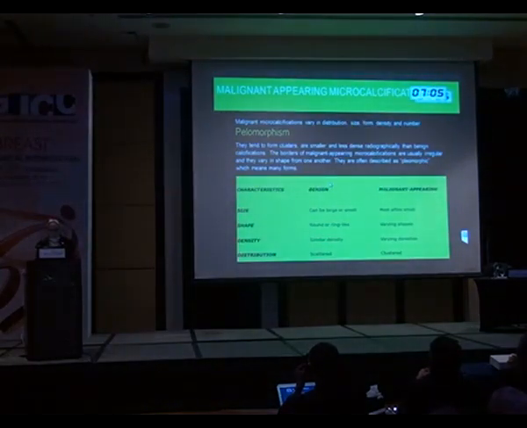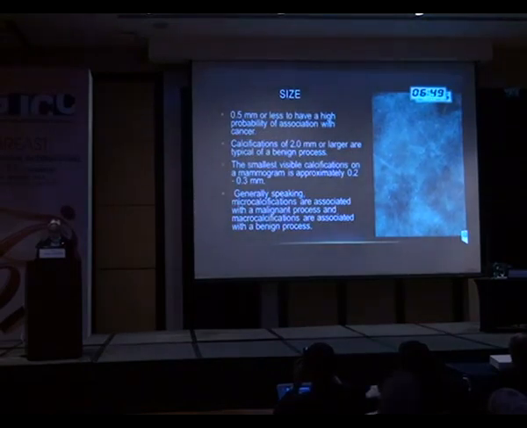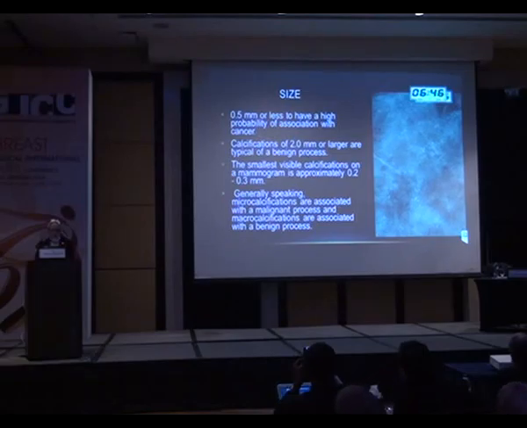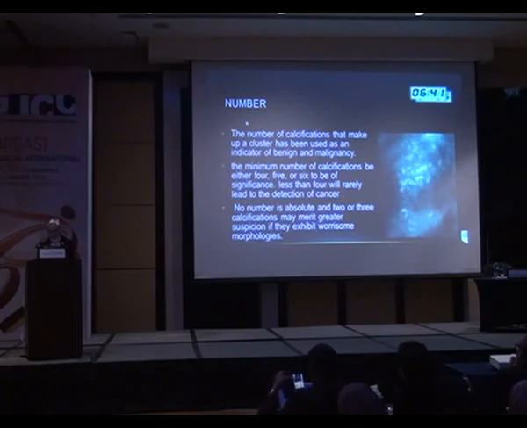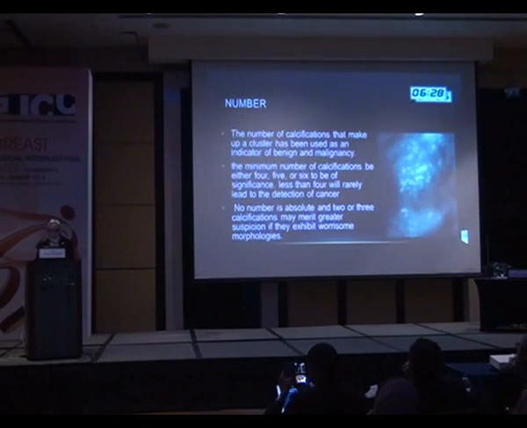For the malignant microcalcification, it is very important. Malignant microcalcification has pleomorphism everywhere, meaning that it is different or variable in size, form, density, number and shape. Okay? So this is very important. As regards the size, the malignant microcalcification is usually 0.5 millimeter or less. Calcification above 2 millimeter is usually a benign process. Generally speaking, microcalcifications are associated with a malignant process, and macrocalcifications are associated with benign process.